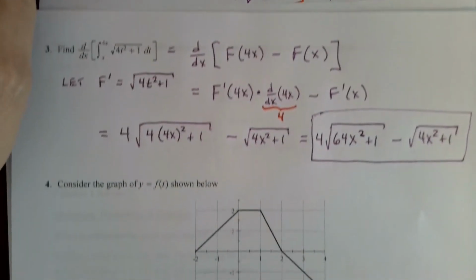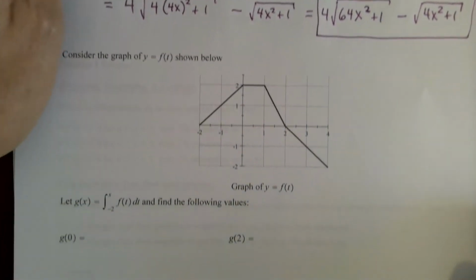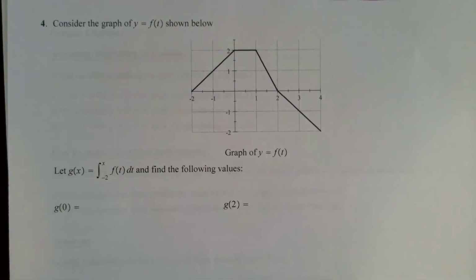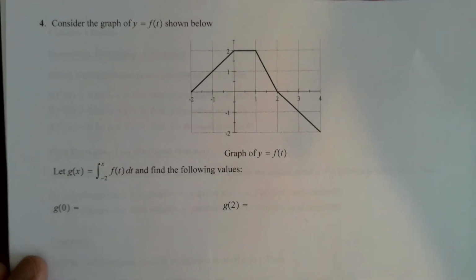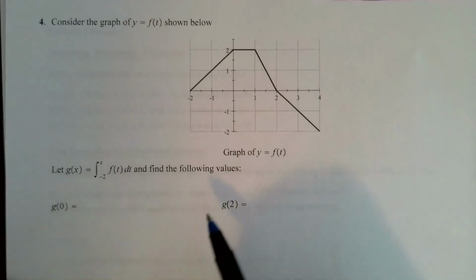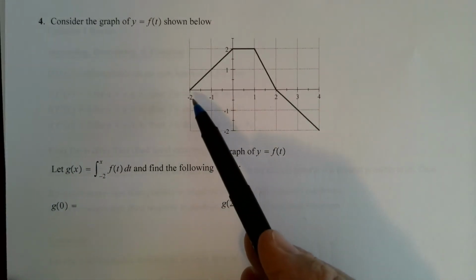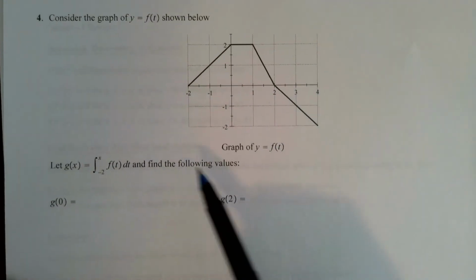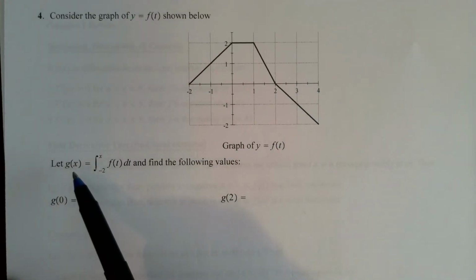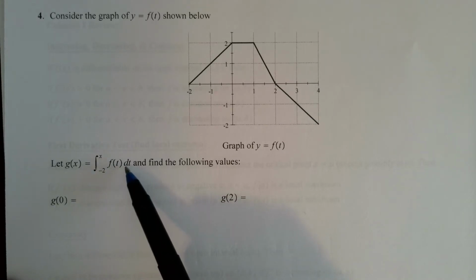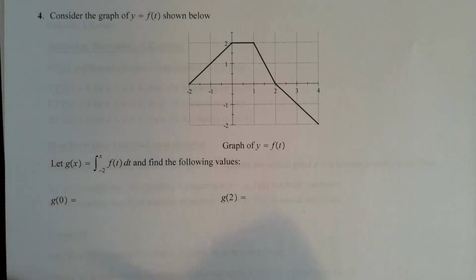Okay. Let's take a look now at a more graphical example here, see if we understand the relationships that we've been talking about. So here I have a function. Y is a function of t here, and going from -2 to 4 is our window here. We're going to let g of x now be the integral from -2 to x of the function f of t dt. Okay. And we're going to find the following values.